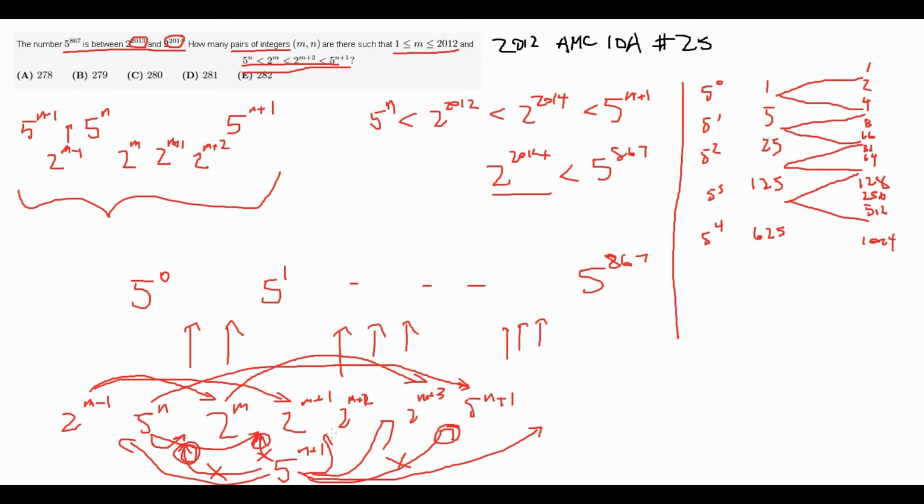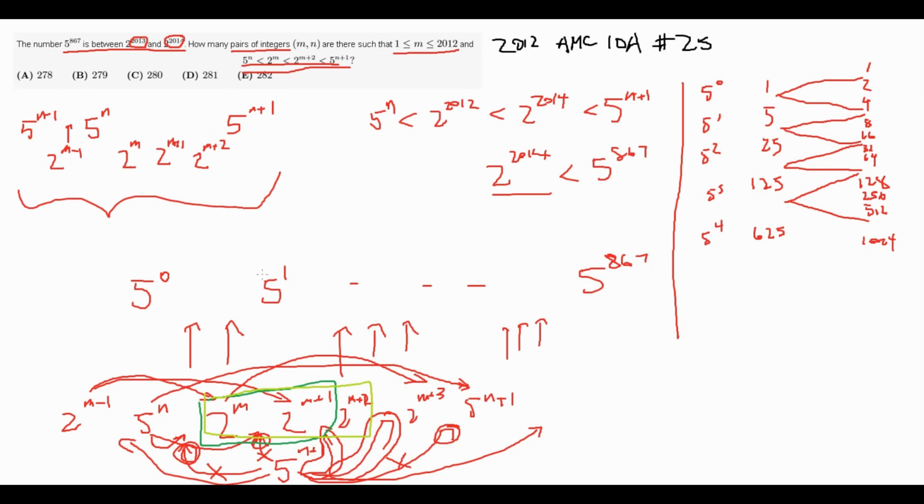So that means the only 2 possible cases that actually do work are 5 to the n plus 1 located at this place, or 5 to the n plus 1 located at this place. In other words, we can either have 2 powers of 2 between consecutive powers of 5, or we can have 3 powers of 2 between 2 consecutive powers of 5. So that means we have just proved this conjecture that between every 2 consecutive powers of 5, there are either 2 consecutive or 3 consecutive powers of 2.